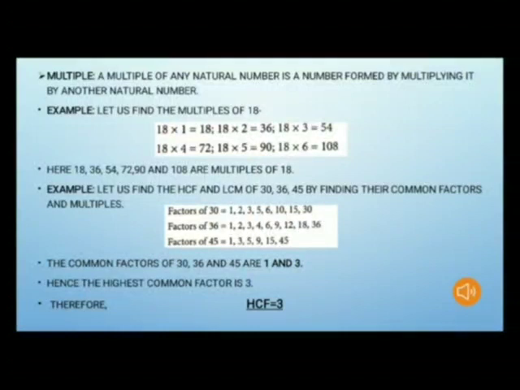Now, factors of 36 are 1, 2, 3, 4, 6, 9, 12, 18, 36 and factors of 45 are 1, 3, 5, 9, 15 and 45. Now you can see here the common factors. 1 and 3 are common among all these three. So the common factors of 30, 36 and 45 are 1 and 3. Hence the highest common factor is 3. Therefore, we will write it as HCF equals 3.